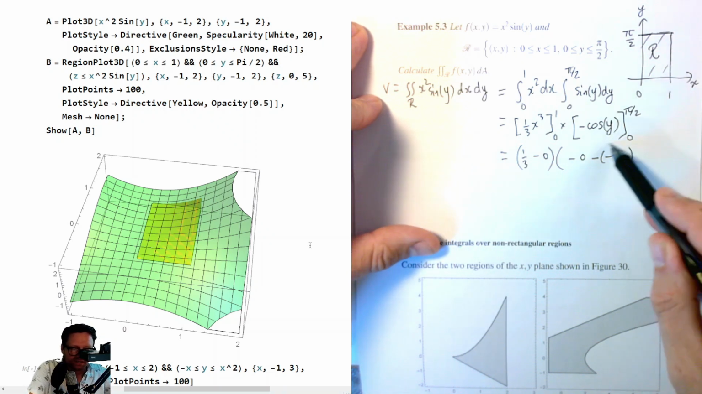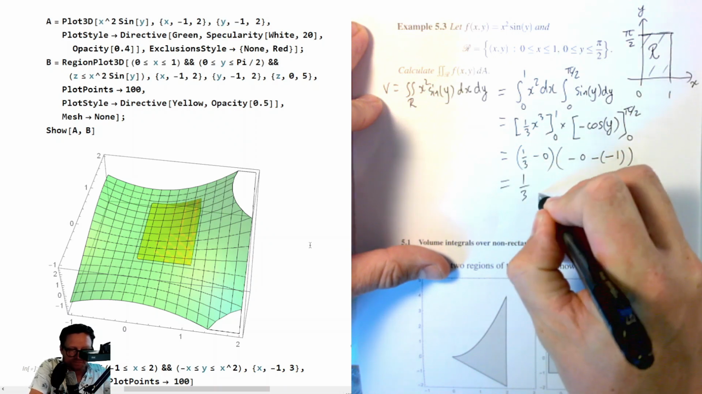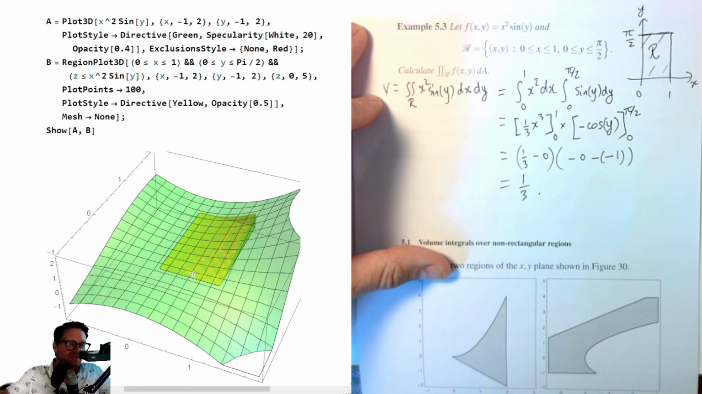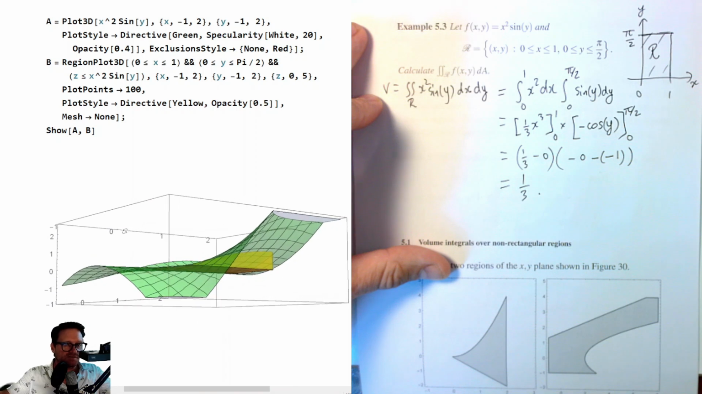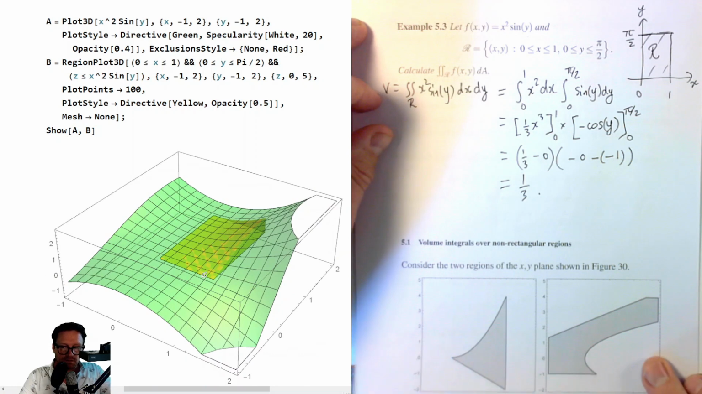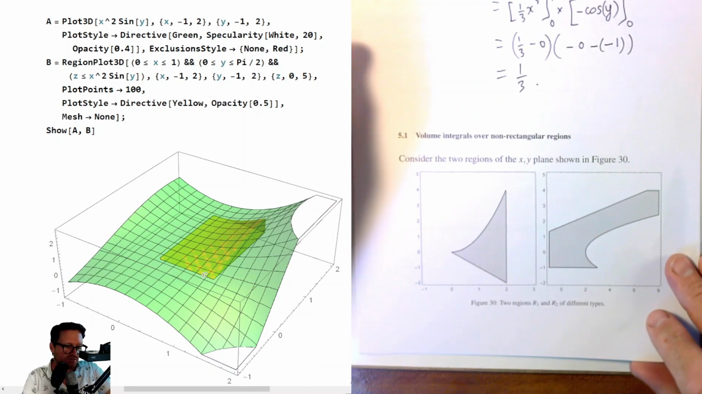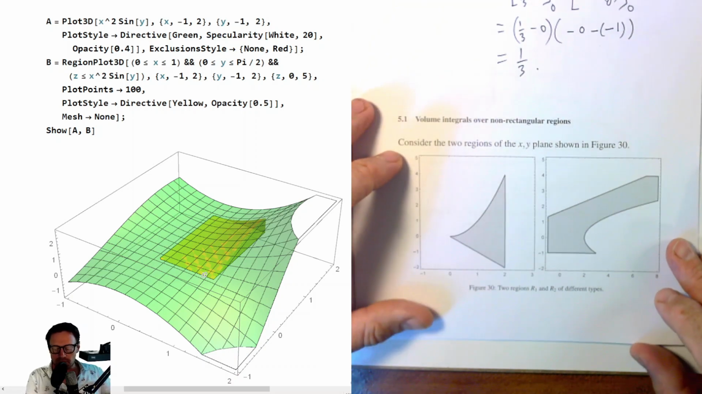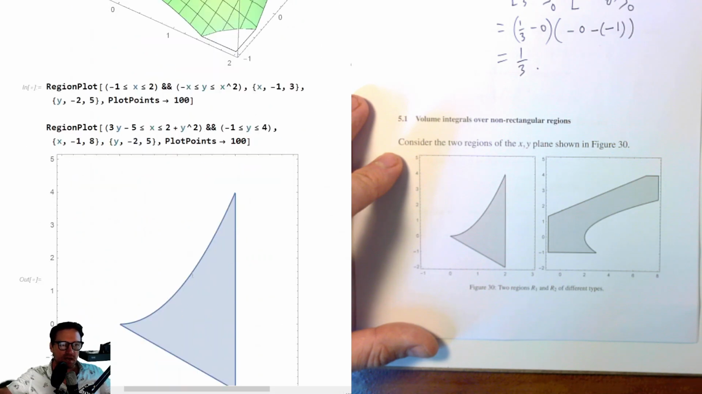Okay, so this is plus 1, so we end up with plus 1/3 as our volume of this little yellow piece under that surface. All right, so now let's move on to volume integrals over non-rectangular regions. And let's scroll down to the diagram here as well.